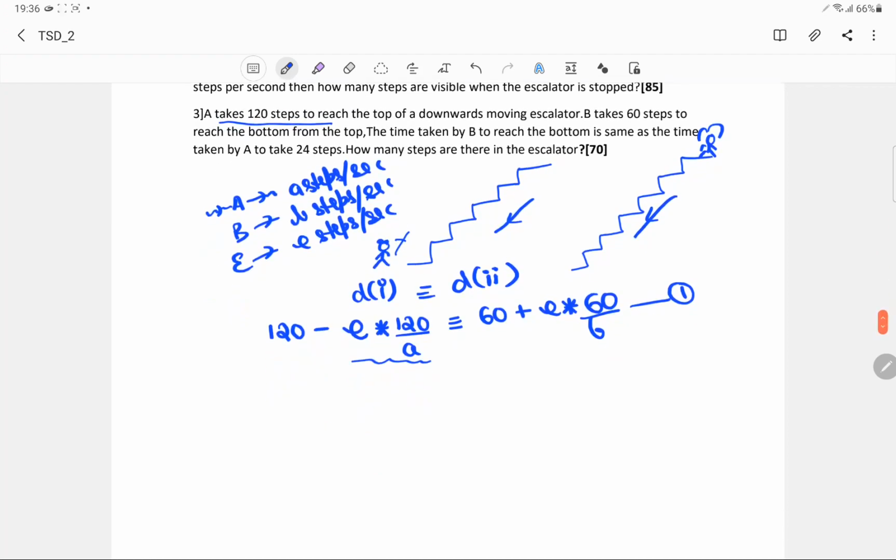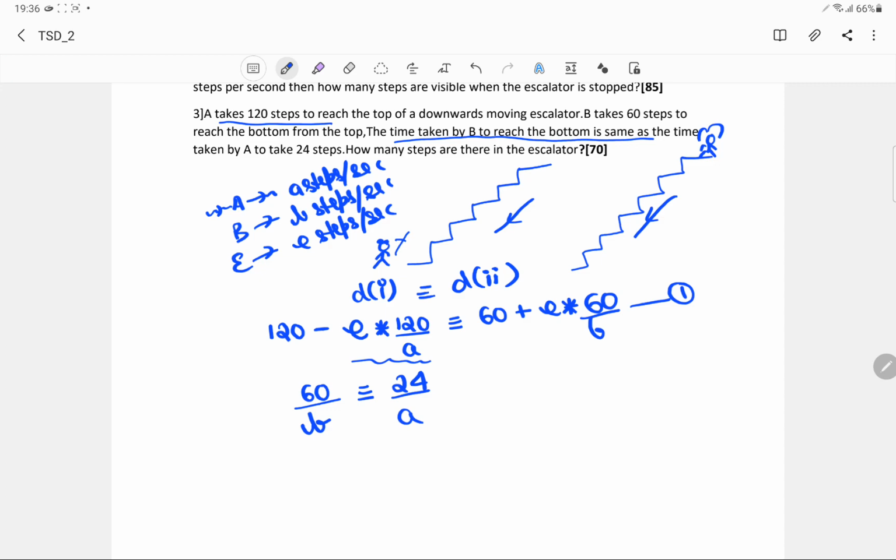So this is our equation first. Now the time taken by B to reach the bottom, and what is the time taken by the B? It took him 60 minutes, na? And if it is traveling at a speed of b per second, the bee took this much time to reach the bottom. Yes, and this was actually equal to 24 steps, and this is nothing but 24 by a.